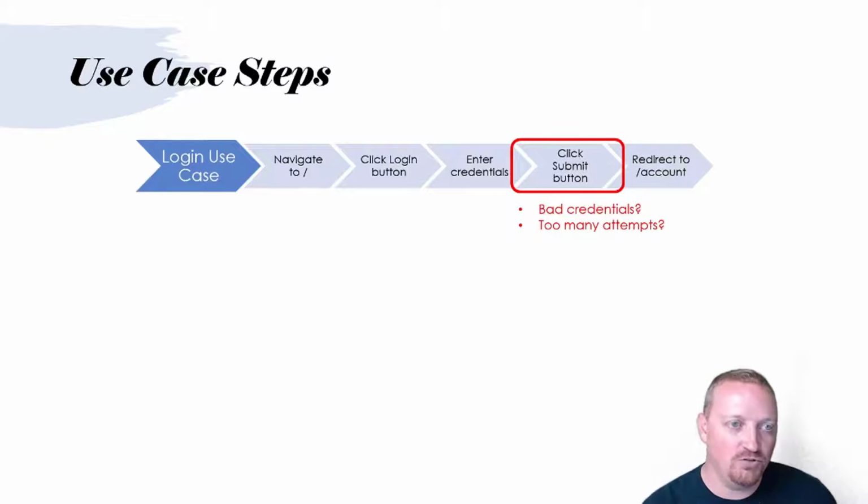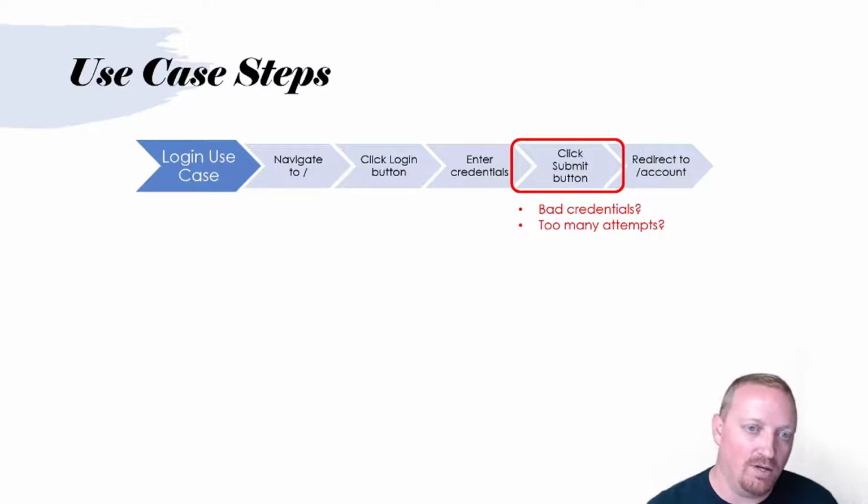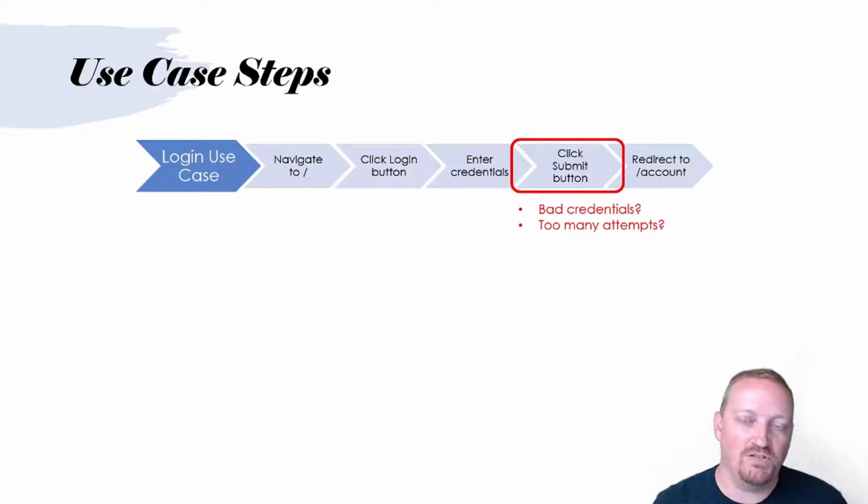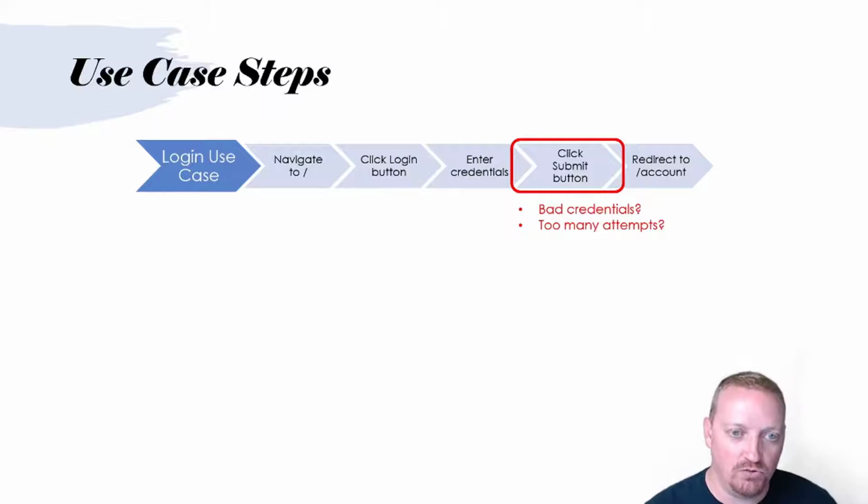Well, we're going to go back to, once again, here's the initial set of use case steps, right? Login use case, they navigate to the home page, click on a login button, they enter in their credentials, they click on the submit button, and they should be redirected to the account page. But if there's bad credentials, what do you do? And if there are too many attempts, what do you do? So that's the initial setup here. What are some of the things that we as developers would do when looking at this story and this sequence of steps that the user wants to take?